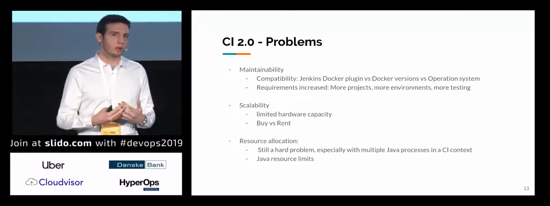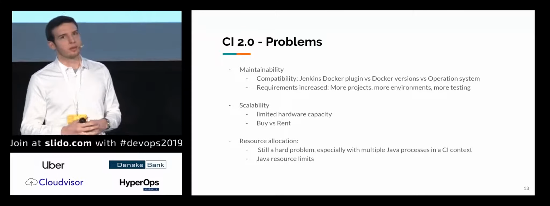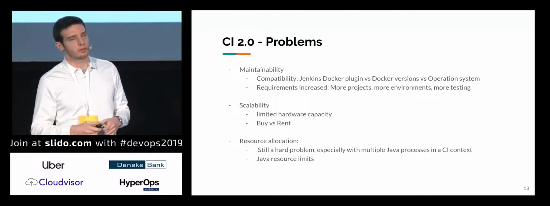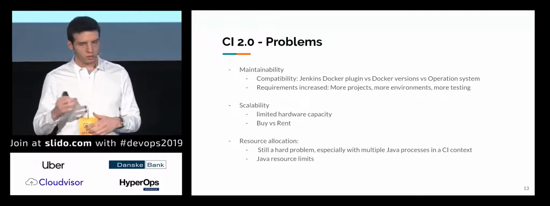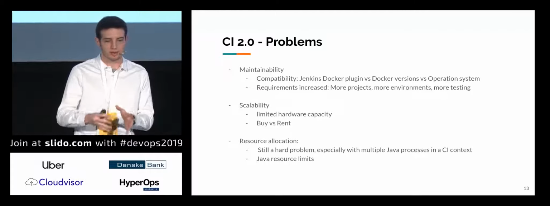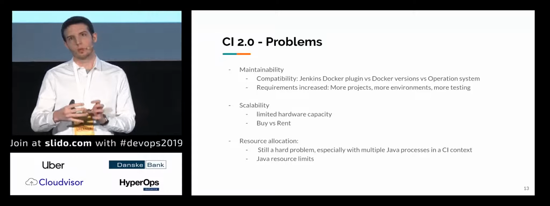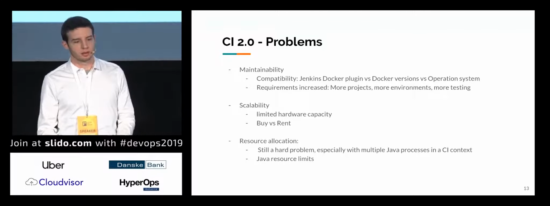And as you might know, Java started properly supporting containers from one of the later versions of Java 8, and we are still at this moment supporting Java 7, for example. So Java was a problem, and we had to tackle that as well, always setting hard limits and making sure that Java wouldn't try to exceed the limits that the container was specifying.